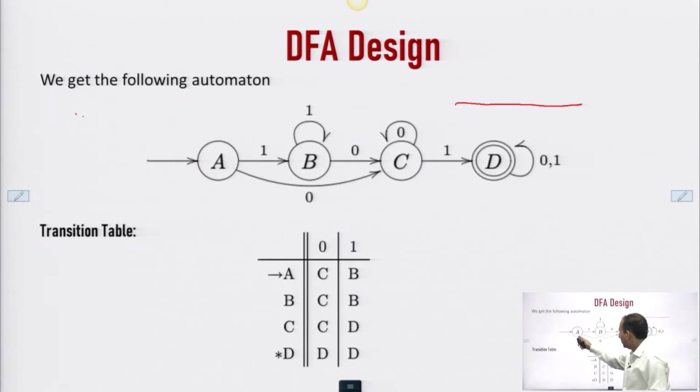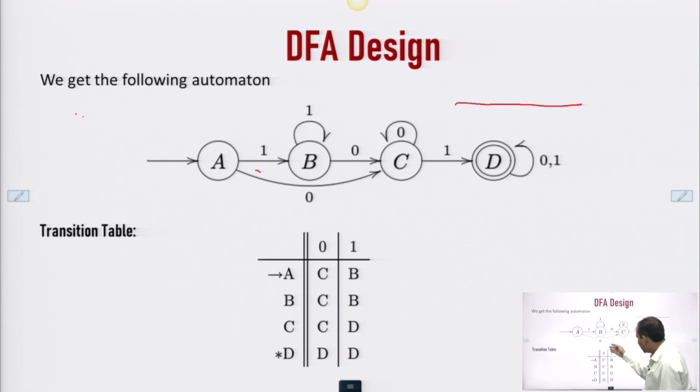The machine, with A as the initial state, starts in the initial state. If it gets a 0, it goes to state C. If it gets a 1, it goes to state B. In state B, it can again get a 0 or 1. If it encounters a 0, it goes to state C. If it encounters a 1, it loops back to state B. In state C, if it gets a 1, it goes to state D, which is the final state. If it gets a 0, it loops back. And once in the final state, any number of 0s and 1s come, it remains in the final state, as we have to recognize the substring 0 1.